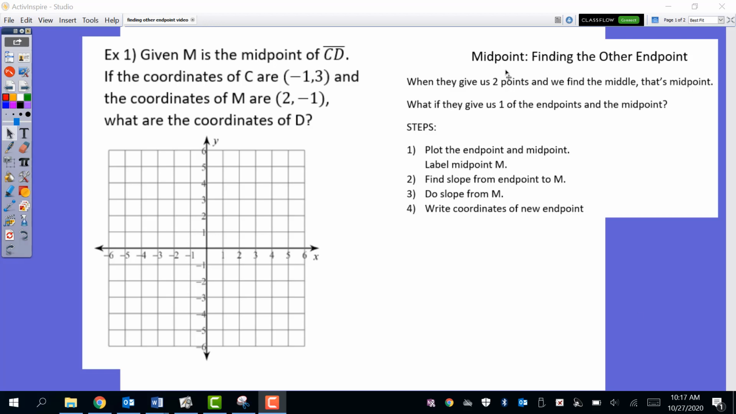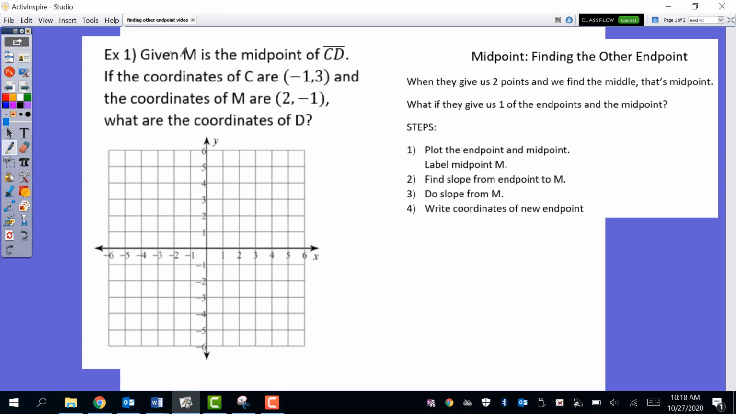So, sometimes they give us 2 points and we find the point in the middle, and that's the midpoint. We've already gone over that. But sometimes they're going to give us one of the endpoints and the midpoint, and they're going to ask us to say, what is the other endpoint? What are the coordinates?